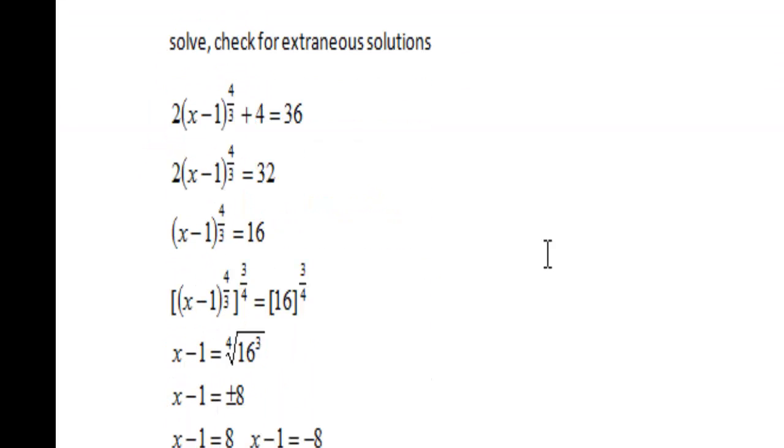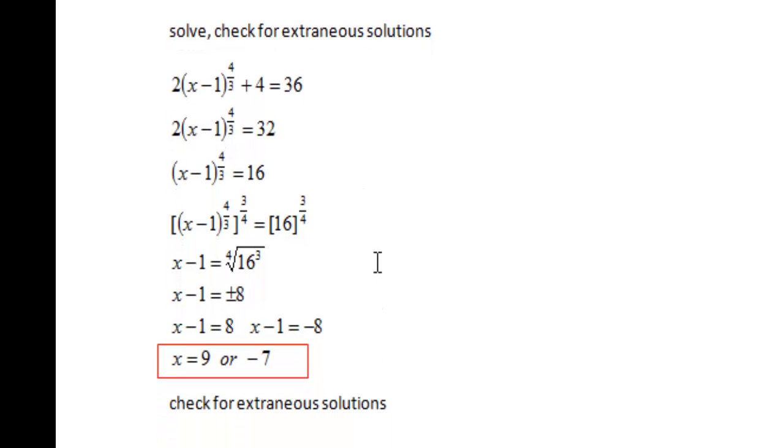395, number 40, it says solve and check for extraneous solutions. I made certain assumptions when I did this that you understand the algebraic steps. It's 2 times the quantity x minus 1 to the 4/3 power plus 4 equals 36. The first thing you need to do is isolate what will be your radical. It can also be that you isolate any factor that you have raised to a fractional exponent. So we have 2 times the quantity x minus 1 to the 4/3 equals 32.